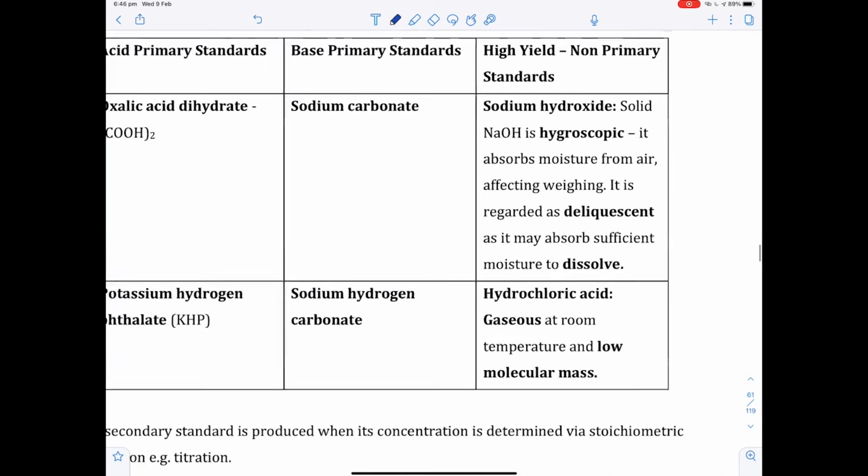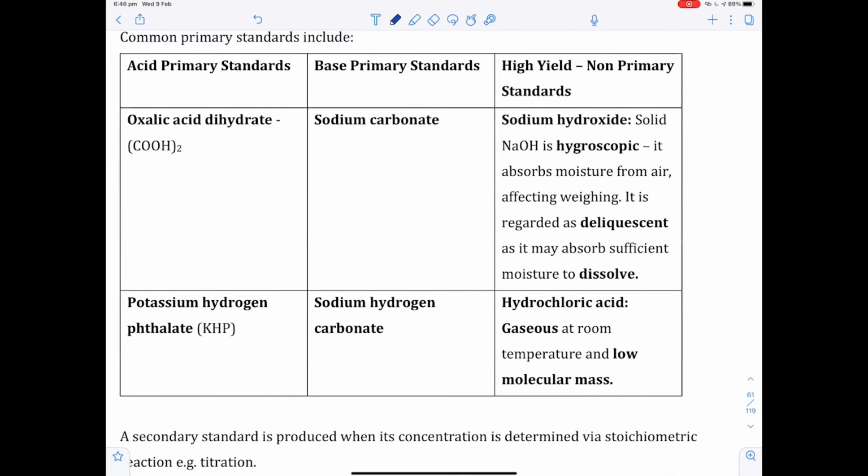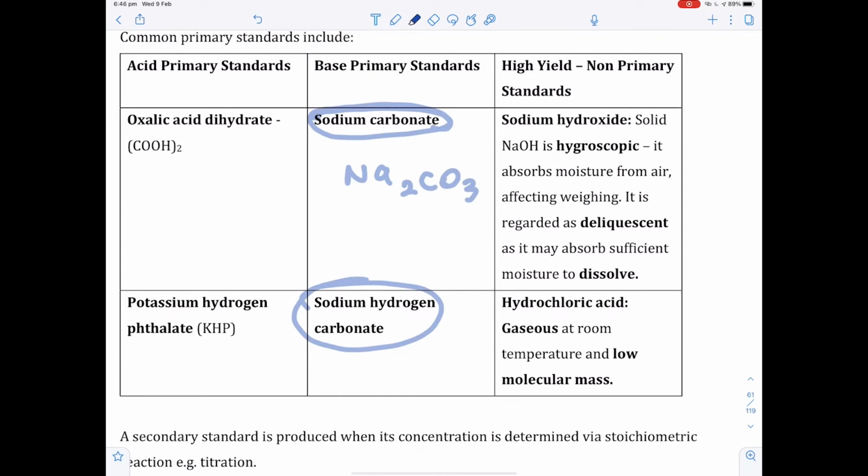Now, the next thing you need to know is one example, or two, and this is very easy, of a primary standard. For your exams, the most common primary standards you'll see are Na2CO3 and NaHCO3. More than likely in your HSC chemistry exams, you'll be given one of these solutions and you'll be titrating NaOH or HCl. So make sure you remember these two primary standards.